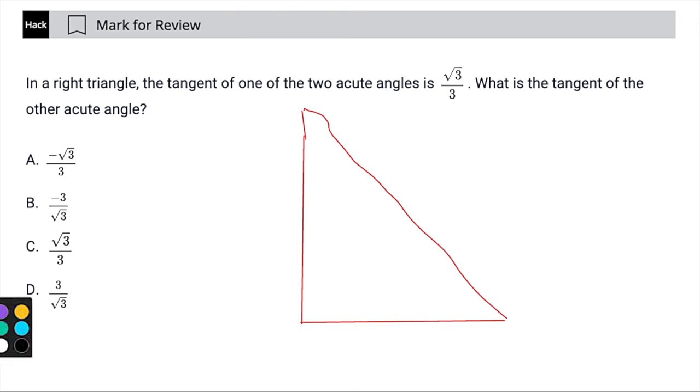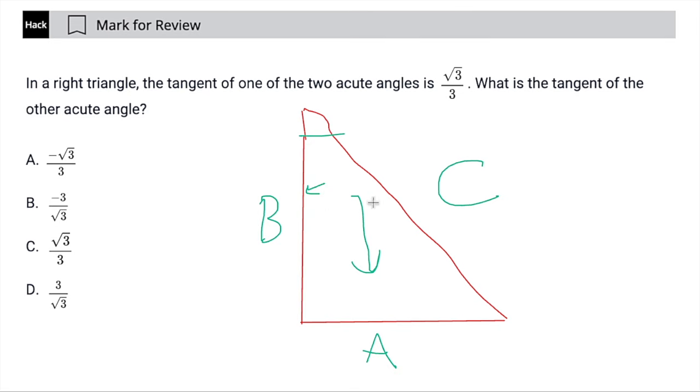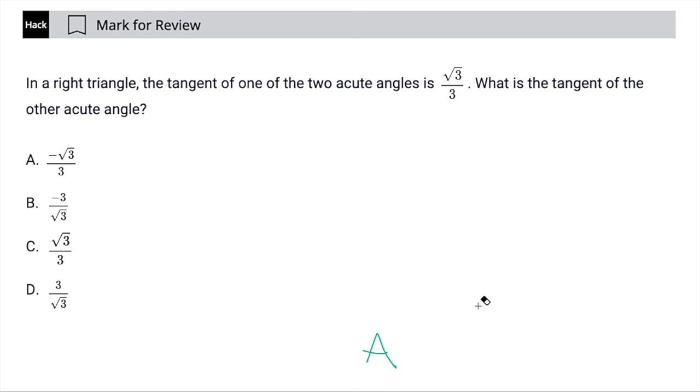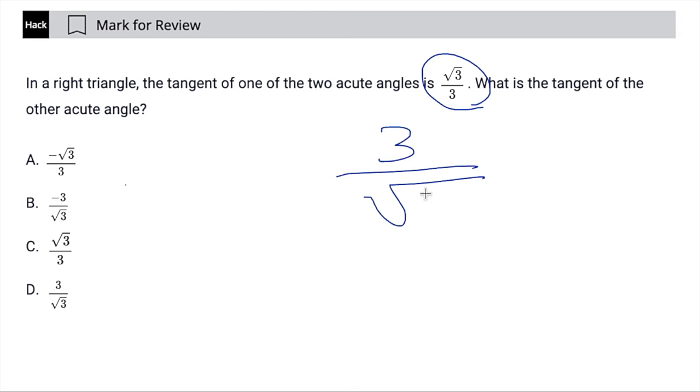And again, we can play the same game here. We'll just say we have, like, I don't know, A, B, C. And if we take the tangent, that is opposite over adjacent. So this is A over B. And then the tangent of the other acute angle, opposite over adjacent, is going to be the reciprocal, which is B over A. So memorize this. Just know that you have this reciprocal rule, aka flipping the fraction upside down. So if the tangent of one acute angle is this, the reciprocal is going to be 3 over the square root of 3, or choice D here. So our answer is choice D.